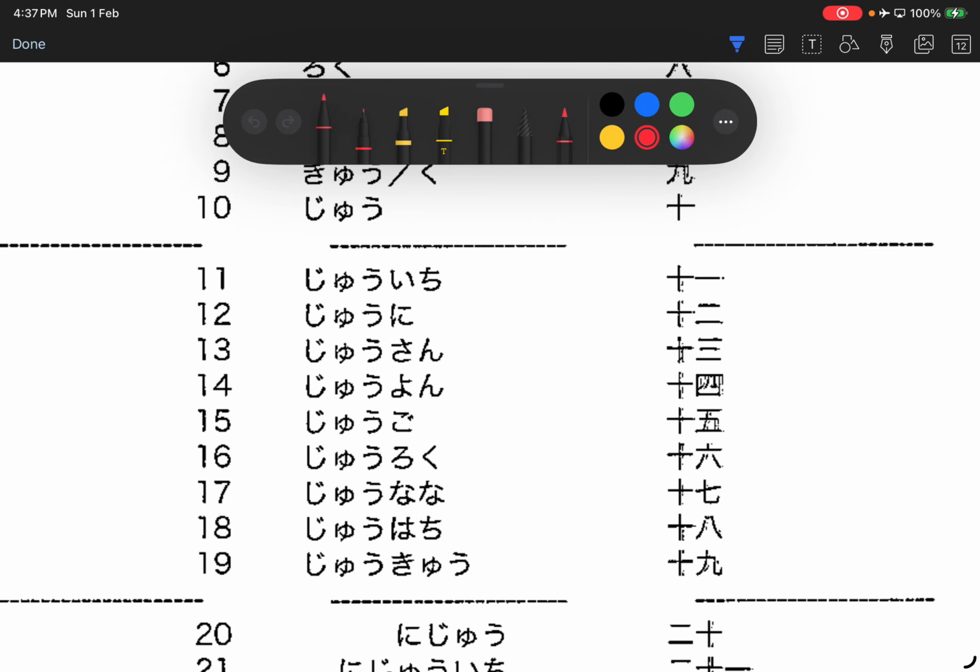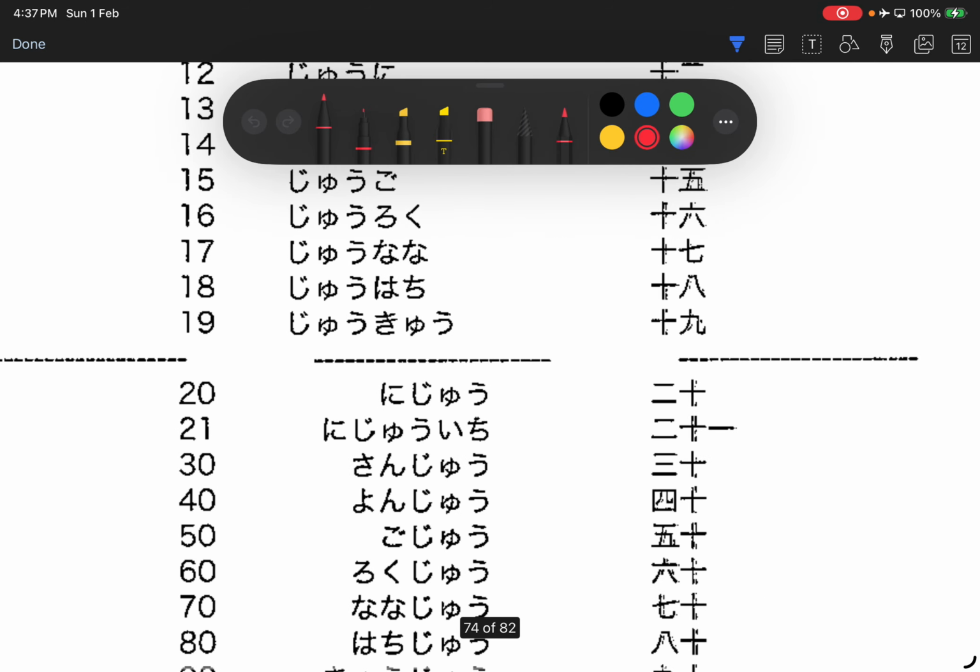Okay, let's carry on with 20. So 20, 21. So you can see that 20 is literally 2 tens, same as Chinese 20, right? And 21 is literally 2 10 1, same as Chinese 21. Ni is 2, ju is 10. So 2, 10, 1. So 20, 1. Same counting system as Chinese. Very easy for us to memorize this.